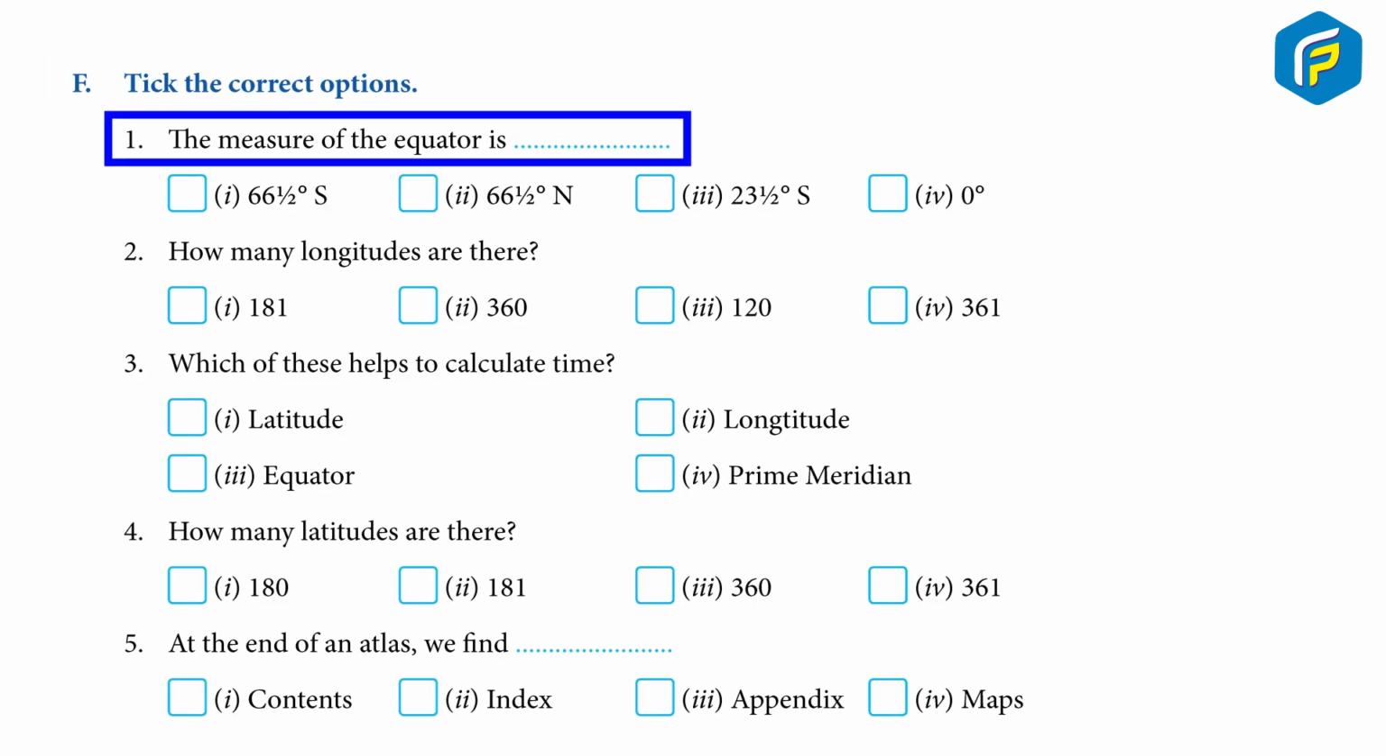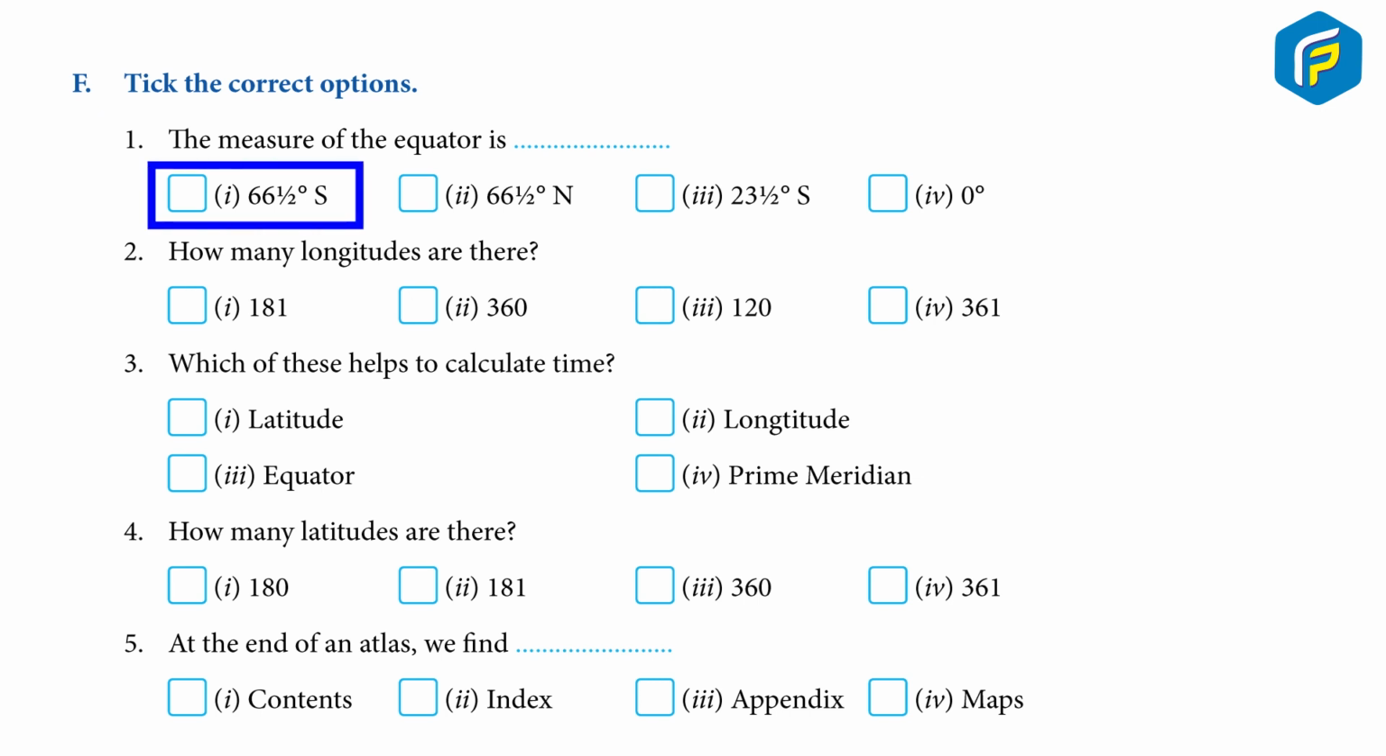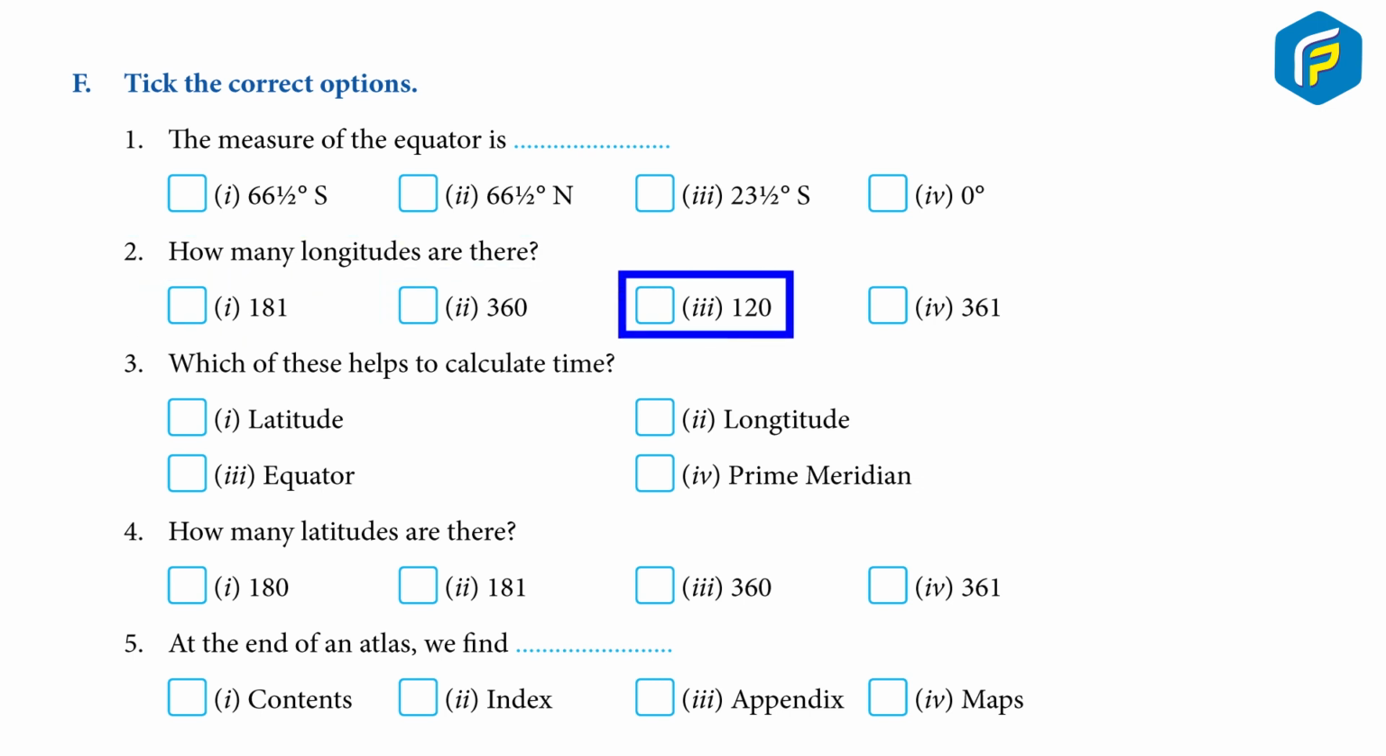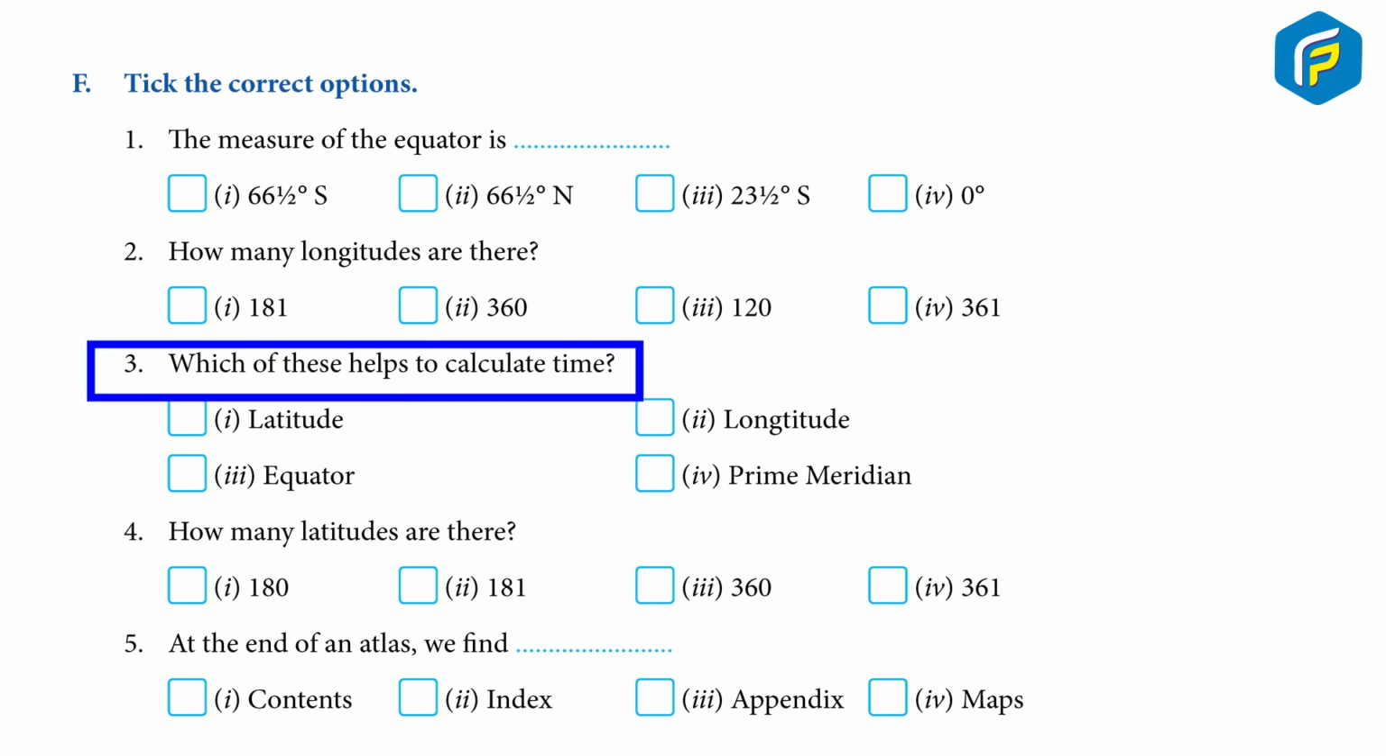1. The measure of the equator is dash: 1. 66.5 degrees south, 2. 66 and a half degrees north, 3. 63.5 degrees south, 4. 0 degrees. 2. How many longitudes are there? 1. 181, 2. 360, 3. 120, 4. 361. 3. Which of these helps to calculate time?